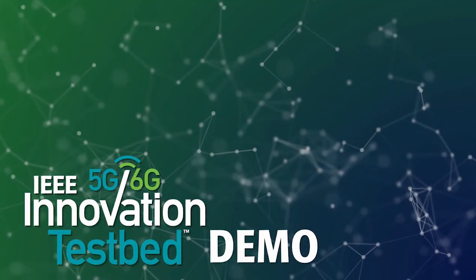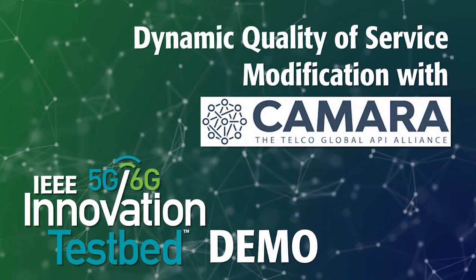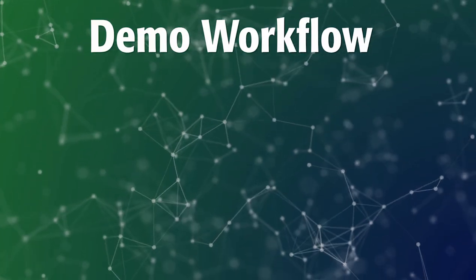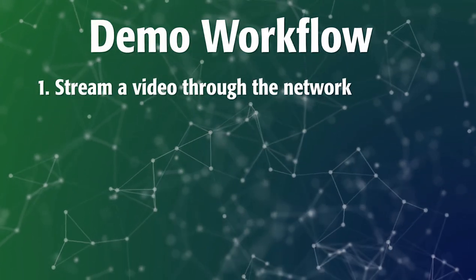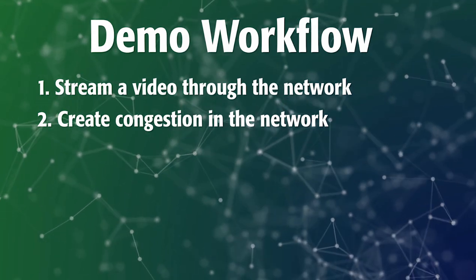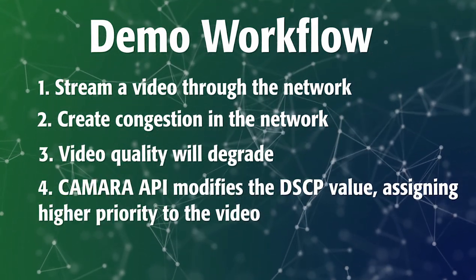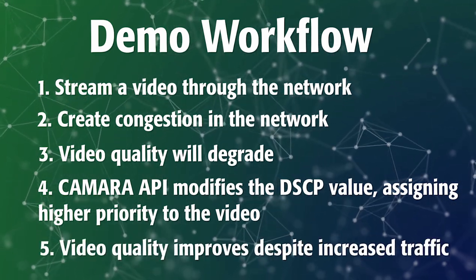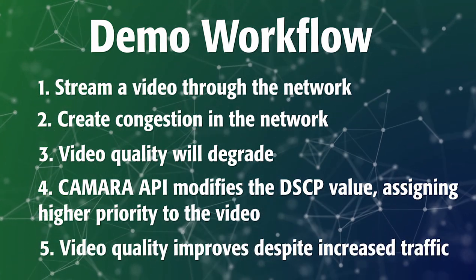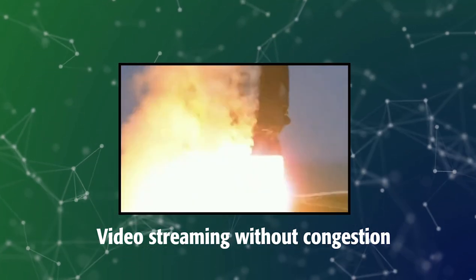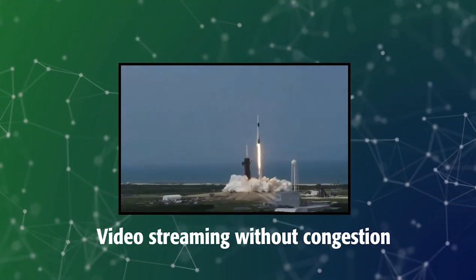Okay, in this demo we are going to look at dynamic quality of service modification that's enabled by the CAMARA project. And we'll stream a video through the network and then create congestion in the network that degrades the quality of the video. But we'll use an API to modify the DSCP value, and that will improve the quality of the video. So this is the video streaming without congestion.